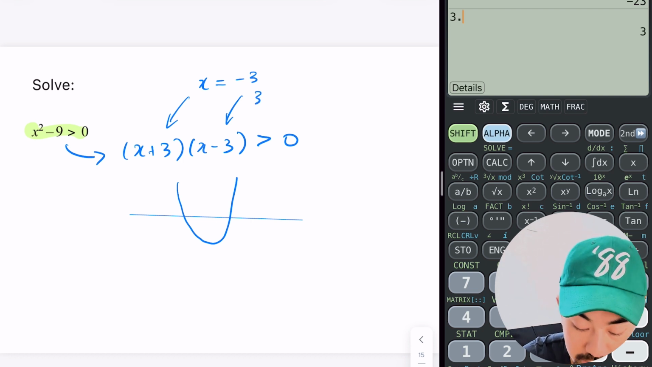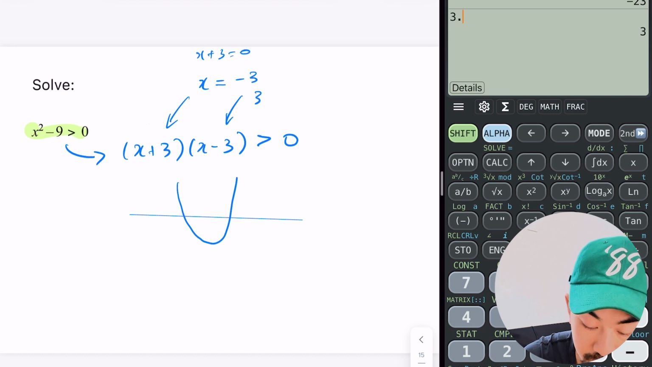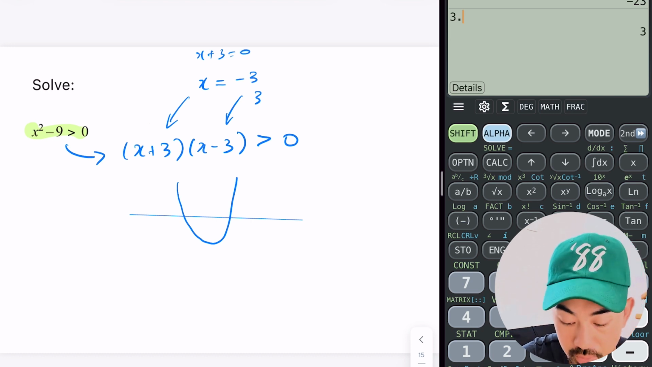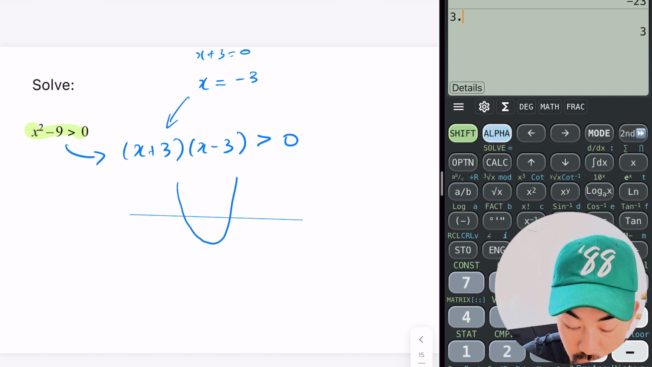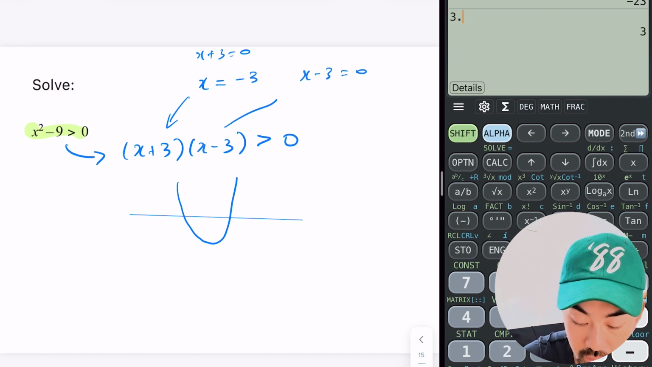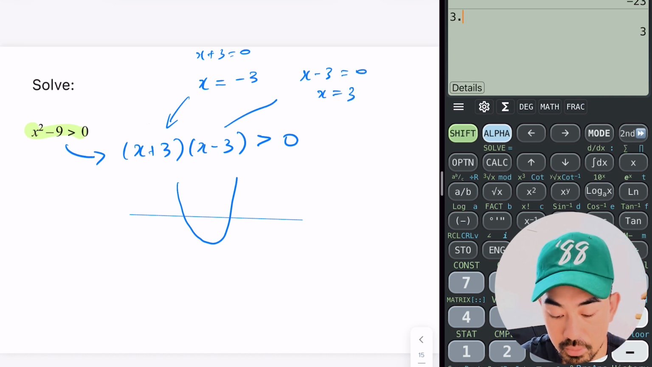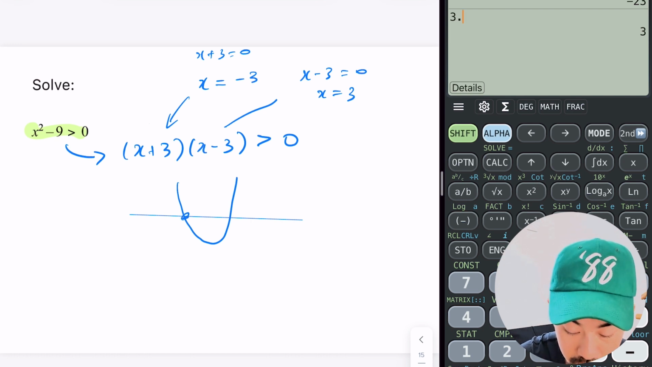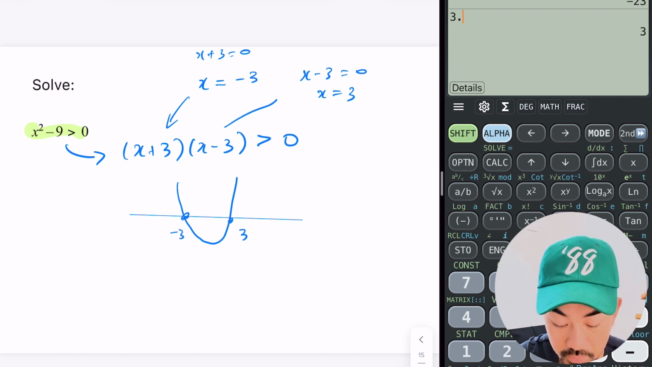So where I got that from is I'm basically solving for x plus 3 equals 0. So x is equal to minus 3. And I'm also solving over here, x minus 3 is equal to 0. So x is equal to 3. So basically got minus 3 here and 3.